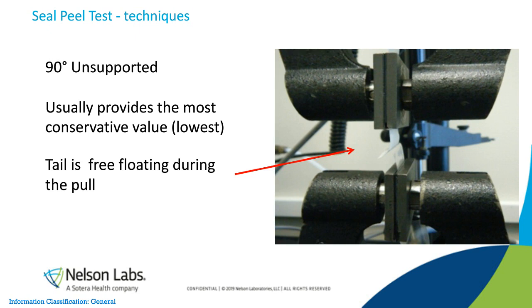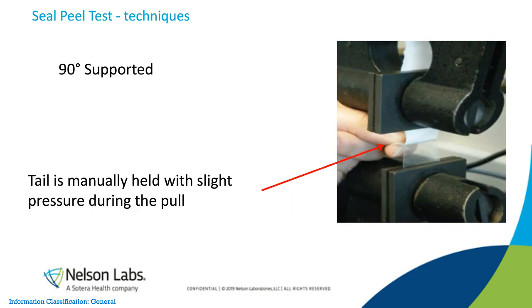The next one is the 90-degree supported. It's very similar, except that the tail is gently held as the sample pulls apart. You have to be careful not to pull the sample as you hold it and keep it at a 90-degree angle so that you don't affect the results. This technique is preferred in the EN 868 standard, and as we're testing for more companies who sell in Europe, we've been doing a lot more of this technique.